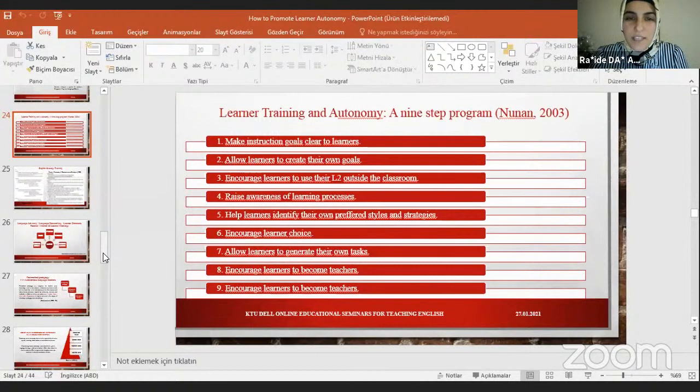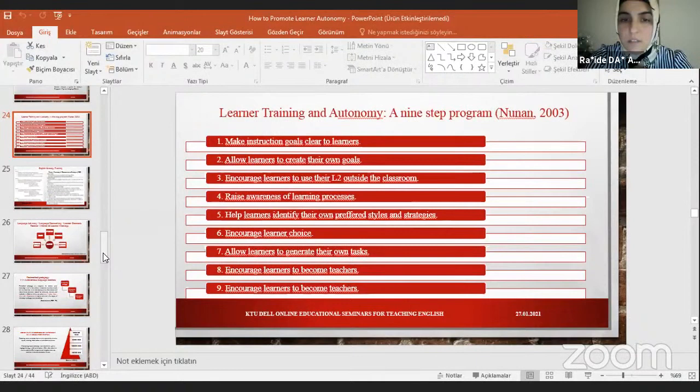Okay, the other step is to raise awareness of learning processes. I tried to inform you about this in my previous slides, I mean, how to raise your students' awareness of their learning processes. Some kind of reflective practices might be helpful. You, as a teacher, should help learners identify their own preferred styles and strategies. So you can, again, use that kind of inventory so as to make your students aware of their own preferred style. Some inventories are readily available in the literature if you search research papers and articles. You will find some inventories, some scales, so as to measure your students' preferred styles and strategies.